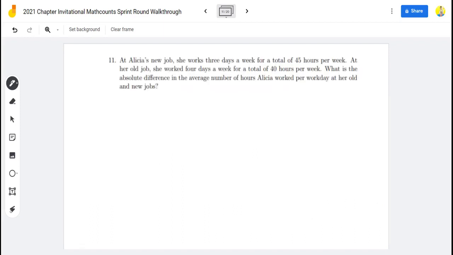Question number 11. At Alicia's new job, she works 3 days a week for a total of 45 hours per week. At her old job, she worked 4 days a week for a total of 40 hours per week. What is the absolute difference in the average number of hours Alicia worked per workday at her old and new jobs? So, at her new job, she worked 45 hours per week, and there are 3 work days in a week.